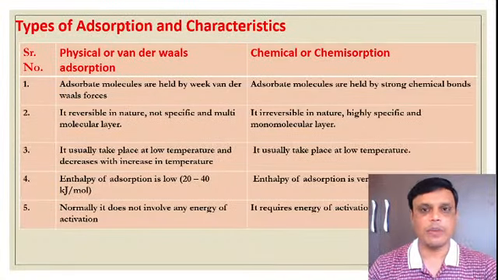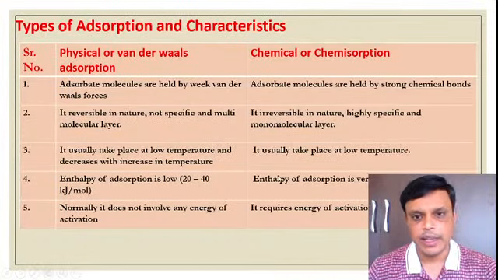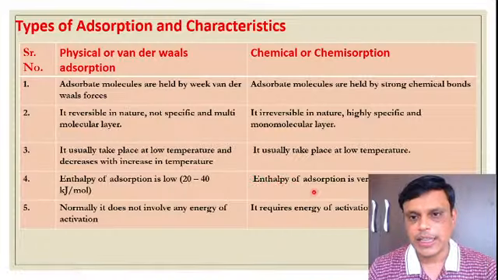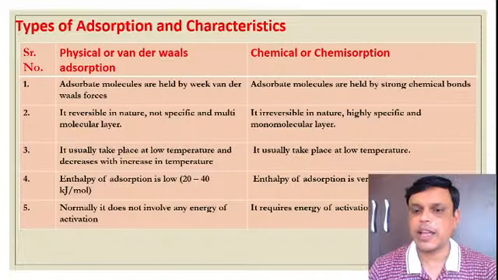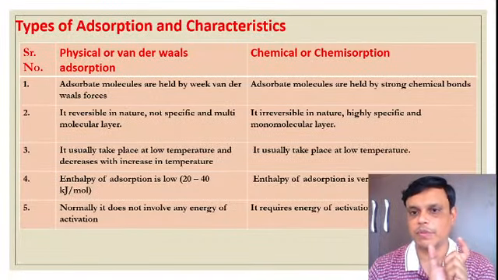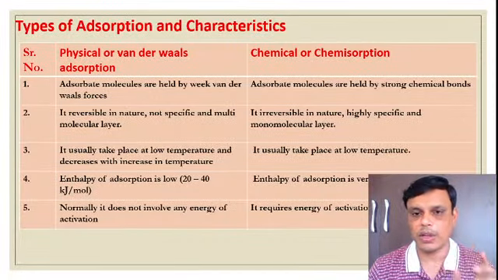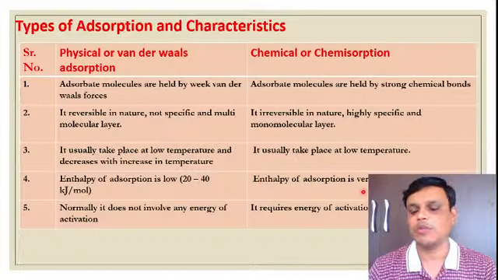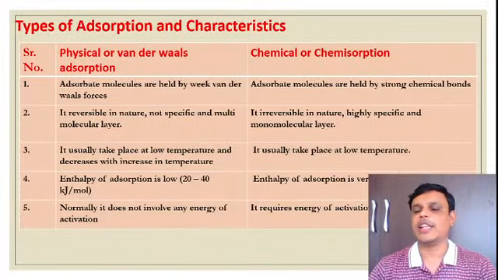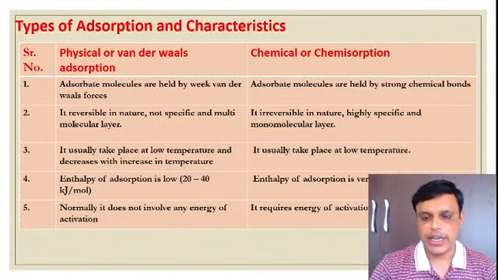While in case of chemical adsorption, enthalpy of adsorption is very high. Why is enthalpy of adsorption very high? Because of the presence of chemical bond. Due to this formation of chemical bond, enthalpy of adsorption in case of chemical adsorption is very high, and the range for enthalpy is 40 to 400 kilojoule per mole.